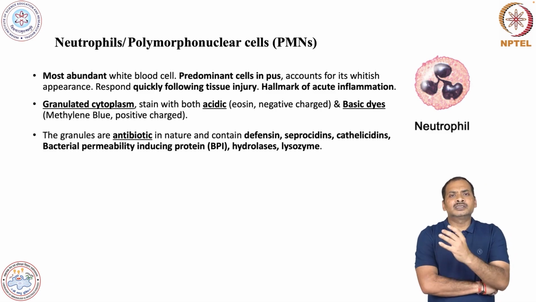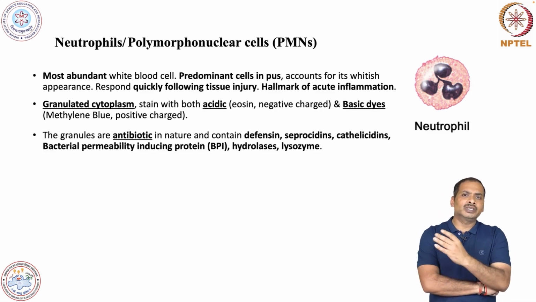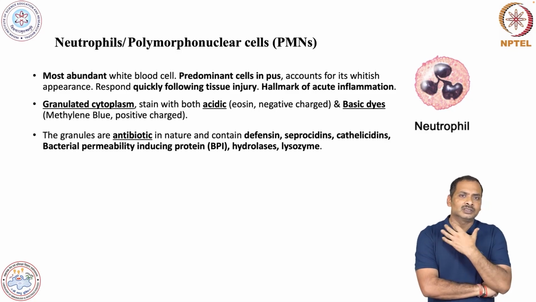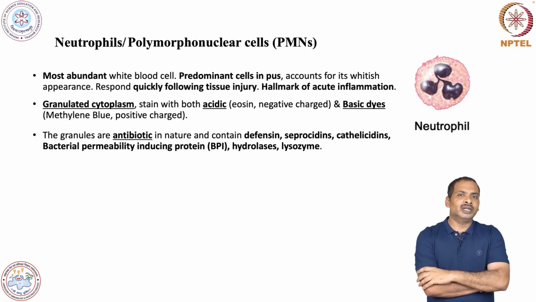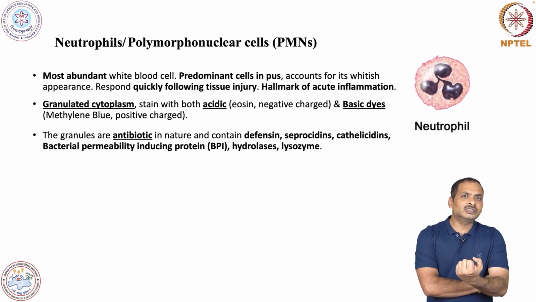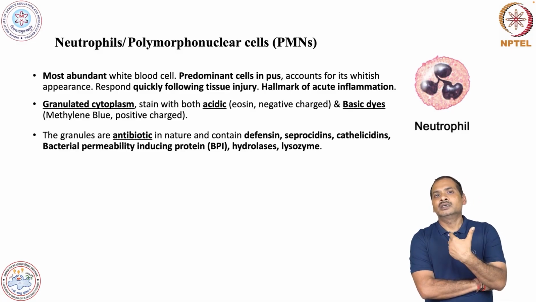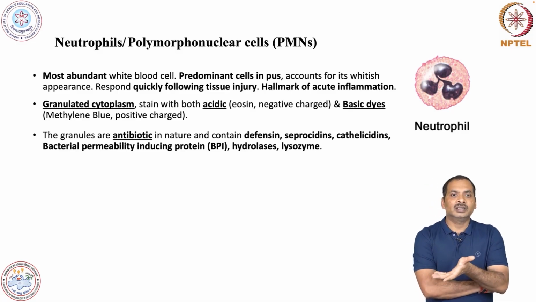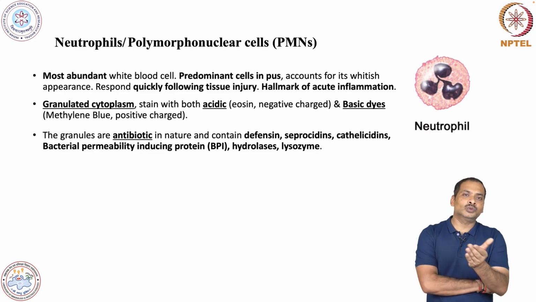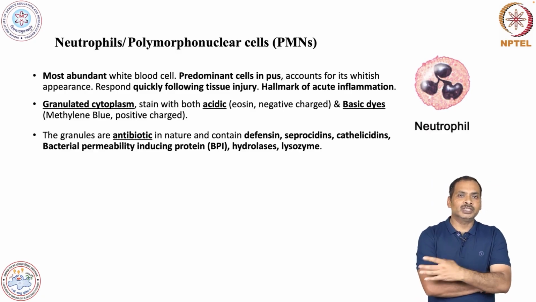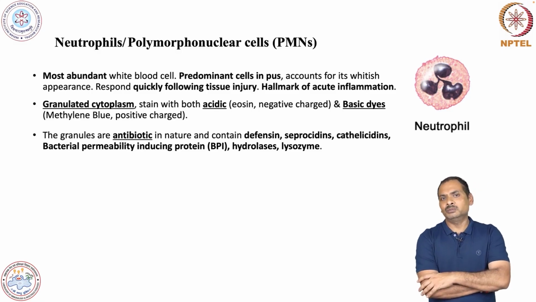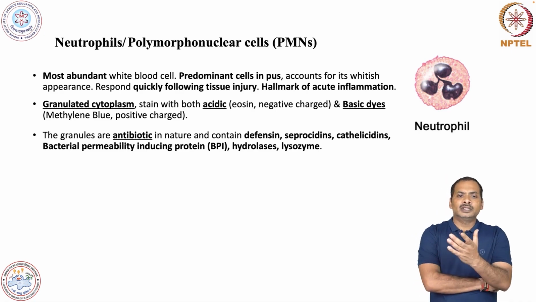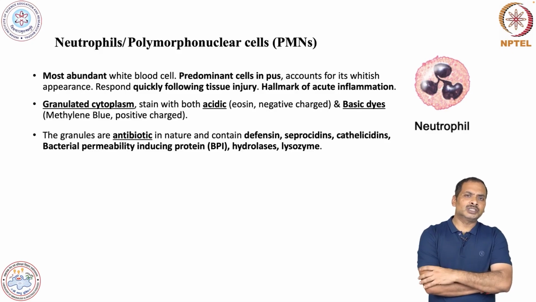When we observe neutrophils under the microscope, they have granules. So, what are these granules? These granules are antibiotic in nature, meaning they contain substances which inhibit the growth of microbial pathogens. They consist of a variety of antimicrobial proteins and peptides such as defensin, which plays a very important role in innate immunity, saprocidin, and calcicidin. These are the proteins present in the granules.